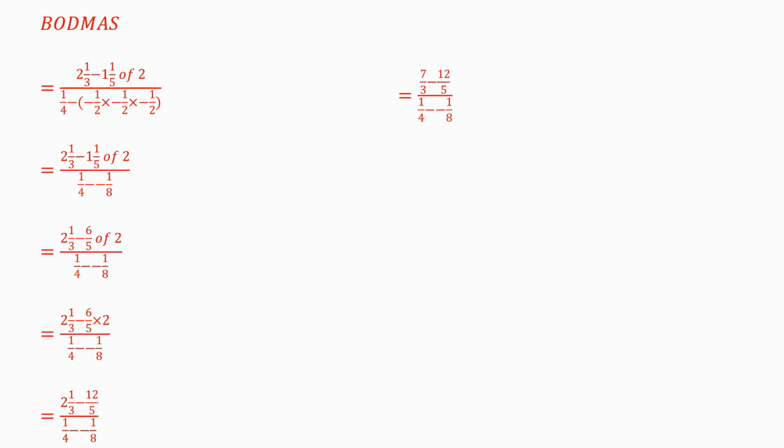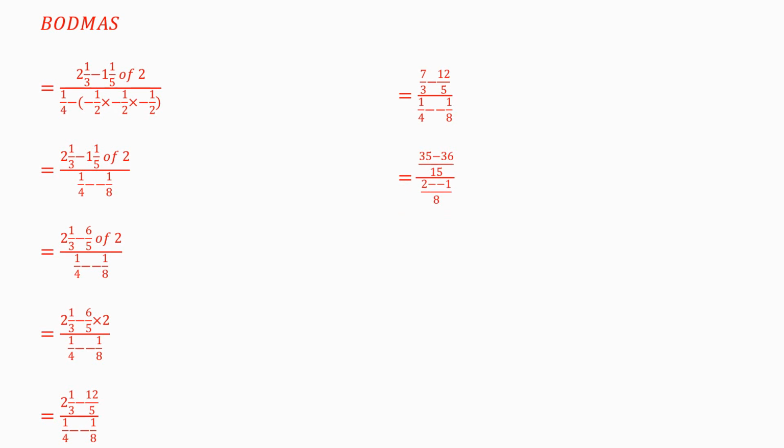The next step is to find the LCM of the numerator and the denominator. The LCM of the numerator will be 15, because it's the least common multiple of 3 and 5. And the LCM of the denominator is 8. So 3 goes into 15 5 times, 5 times 7 is 35, minus 5 goes into 15 3 times, 3 times 12 is 36. And then for the denominator, we have the LCM as 8.